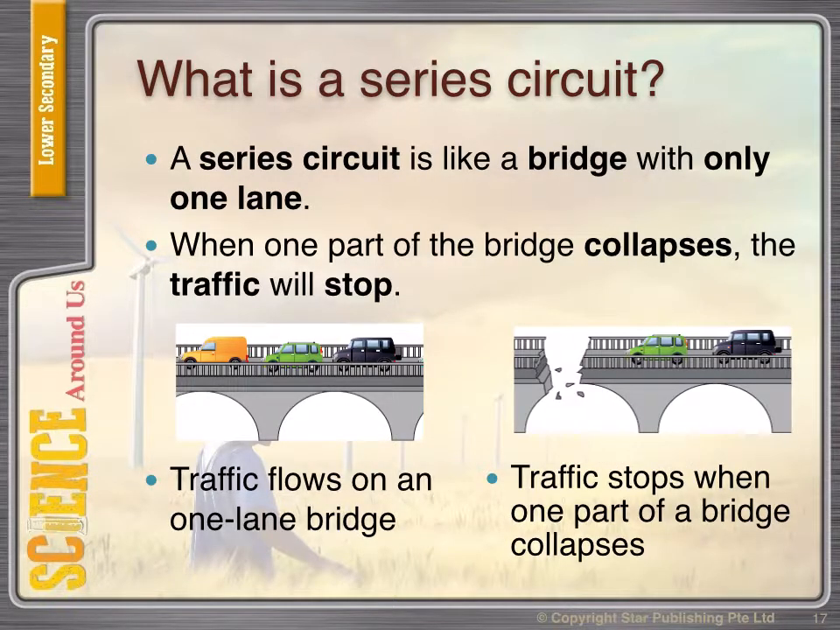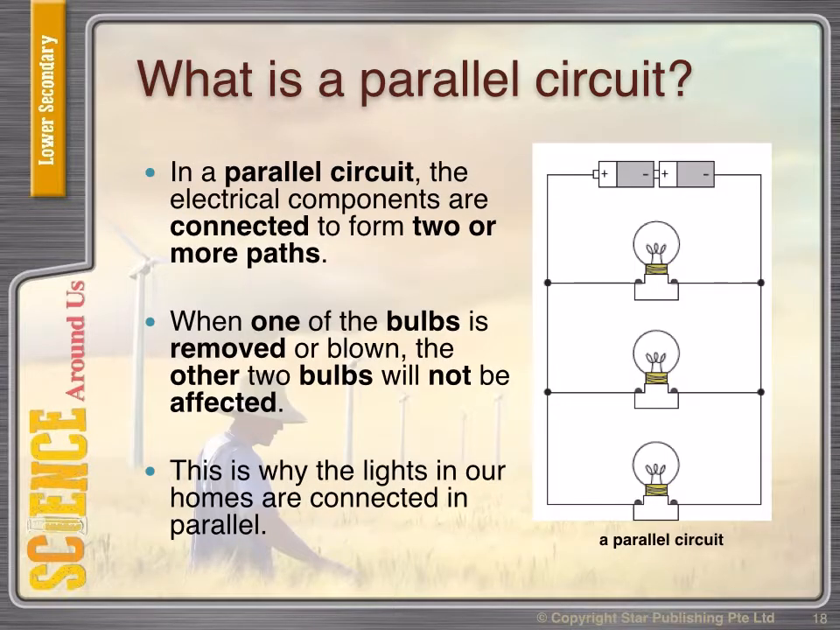So what is a series circuit? A series circuit is like a bridge with only one lane. Imagine now you are on the road. If one part of the bridge collapses, the whole traffic flow will stop. So traffic flows on only one lane bridge. This is the meaning of series circuit.